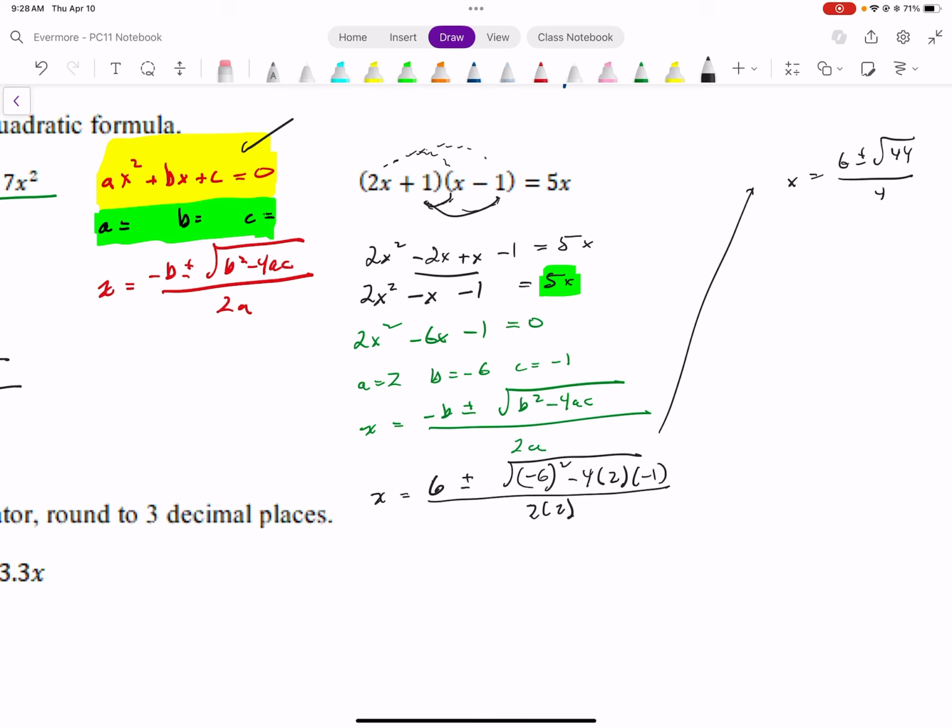Now, please recognize that I could write this out as 6 plus or minus 2 root 11. I can simplify my radical 44 into 2 root 11. And I'm just going to divide that by 4. If I divide both top and bottom by 2, I end up with the result x is equal to 3 plus or minus root 11 over 2. So there we have it. Another successful answer. Different flavor, though, this time.